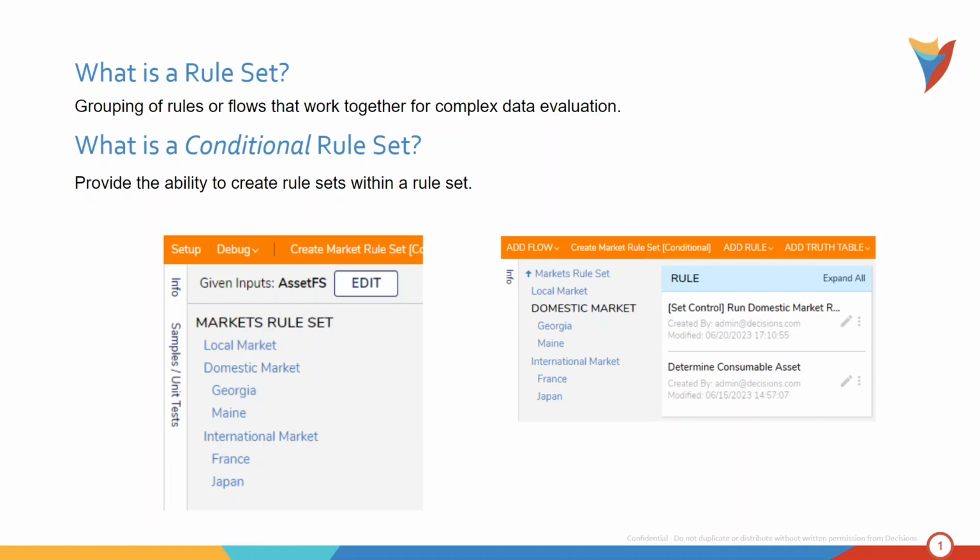A conditional rule set provides the ability to create rule sets within a rule set. You can see in the image on the left that the markets rule set has 3 rules to be evaluated: local, domestic, and international. Each of these rules has its own conditions. For example, the domestic market, seen on the image on the right, has one condition titled Determine Consumable Asset. If the domestic market rule evaluates true for Georgia or Maine, then those markets or rules will run and any conditions that they may have will be evaluated too.